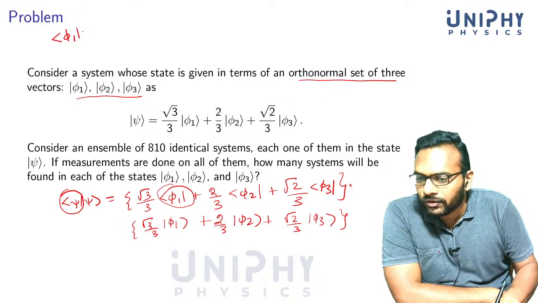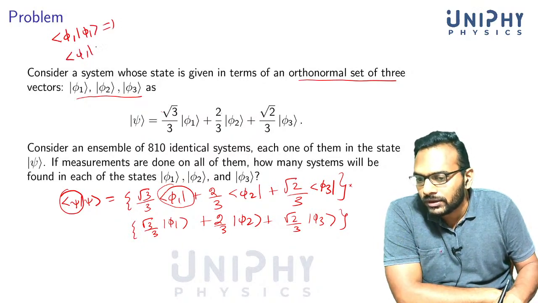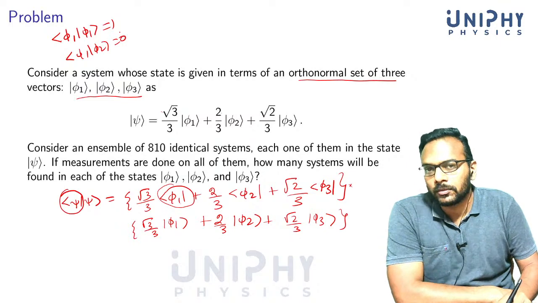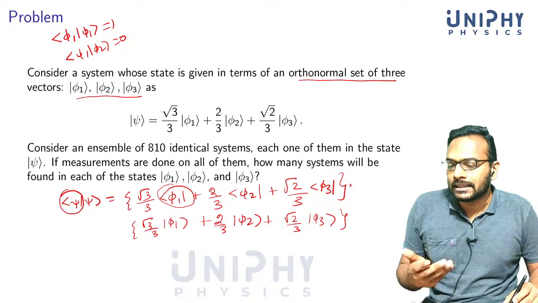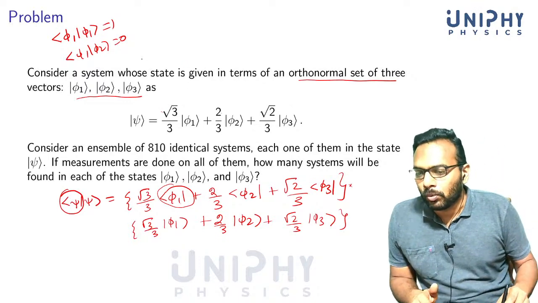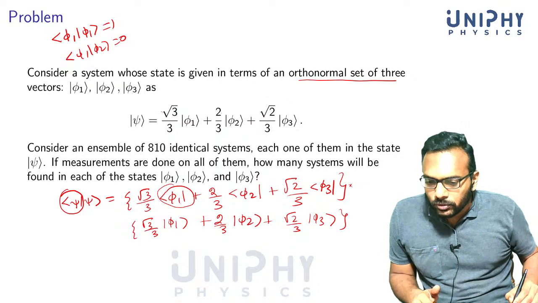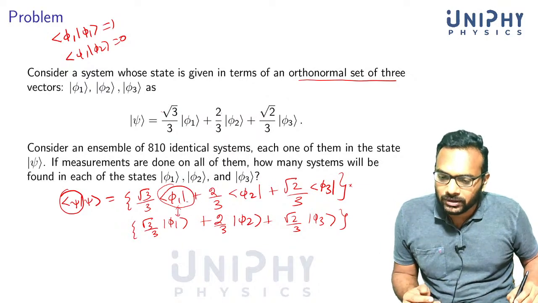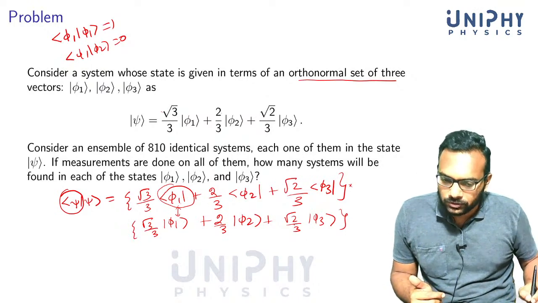So we know that phi 1 with phi 1 is equal to 1. It's orthonormal, and phi 1 with phi 2 etc. is equal to 0. Orthonormal means they are mutually orthogonal, and the scalar inner product with itself is equal to 1. So of all the combinations, only phi 1 with phi 1 survives, and it's equal to 1. Phi 1 with phi 2 is 0, phi 1 with phi 3 is 0.